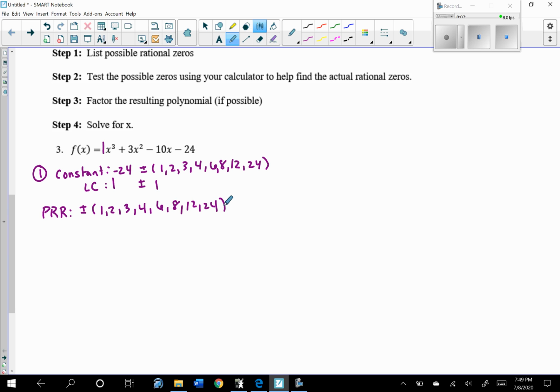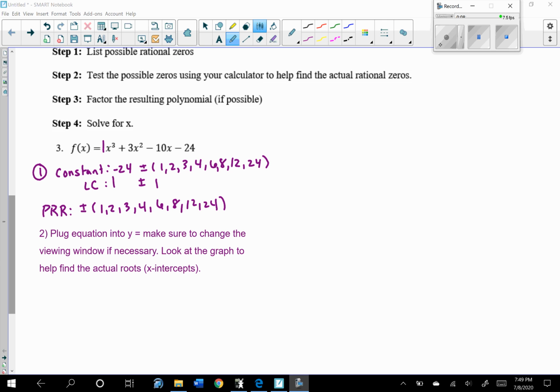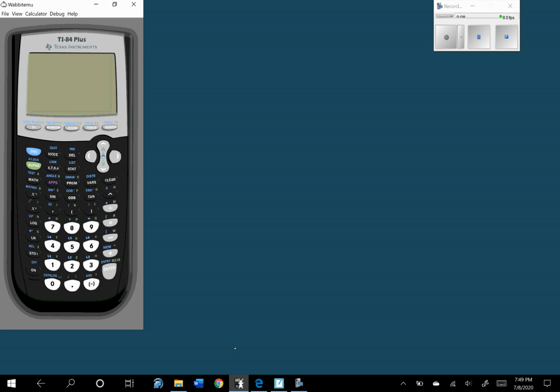Then for step 2, we are going to use our calculator. So you guys should get your calculators out and make sure you're practicing along, because these steps can be hard, and so it's good to practice them. So we're going to plug the equation into our y equals. So for our equation, we have x cubed plus 3x squared minus 10x minus 24. And now that I have that, I can go ahead and look at my graph.